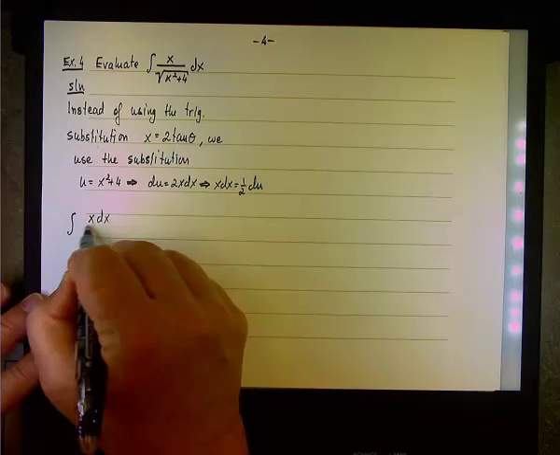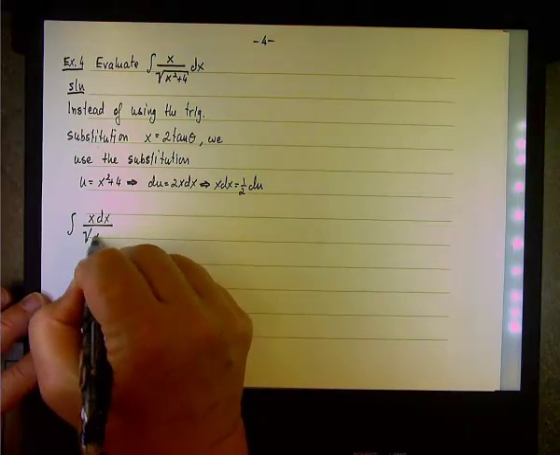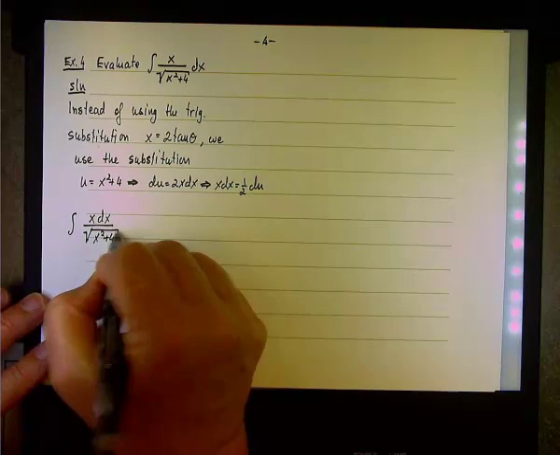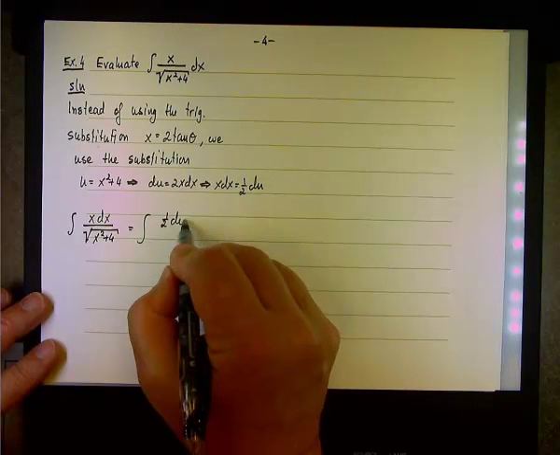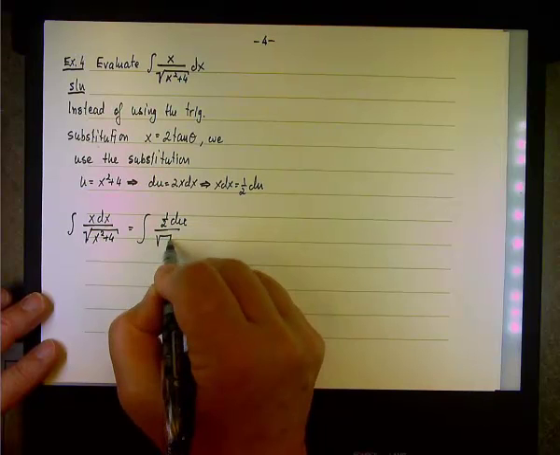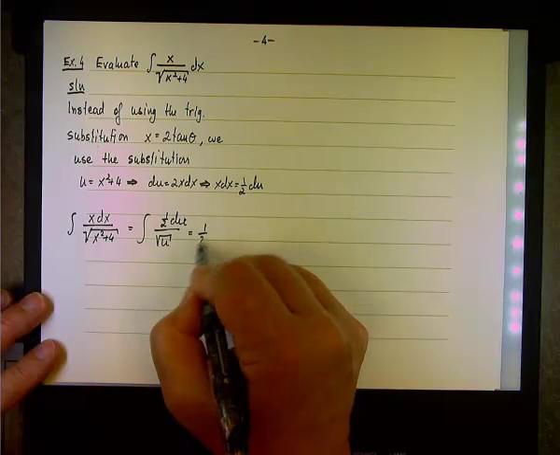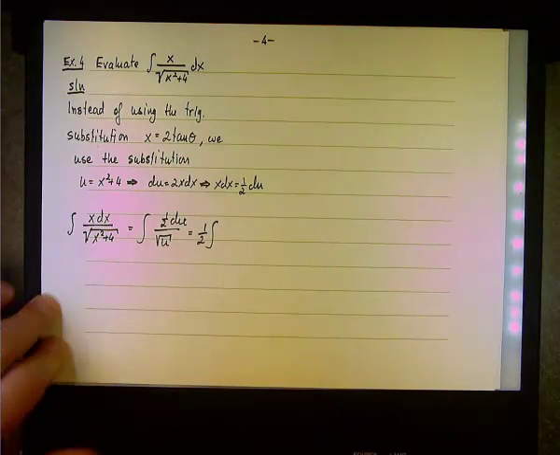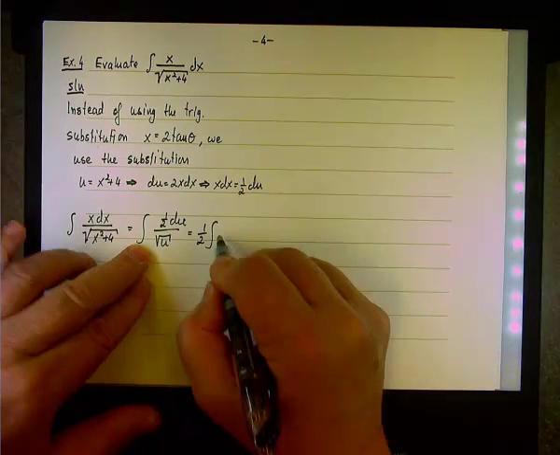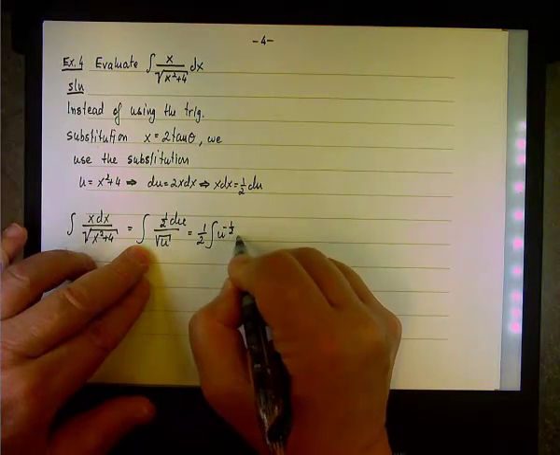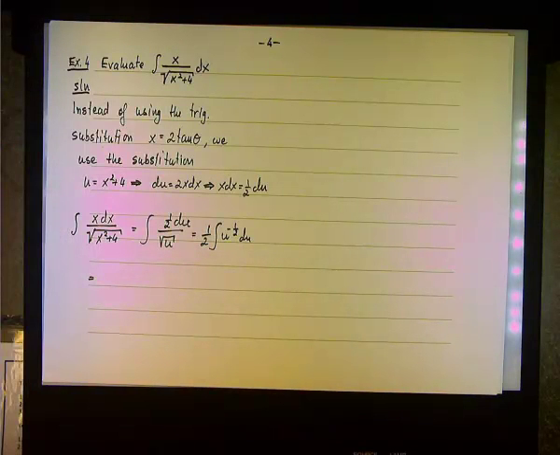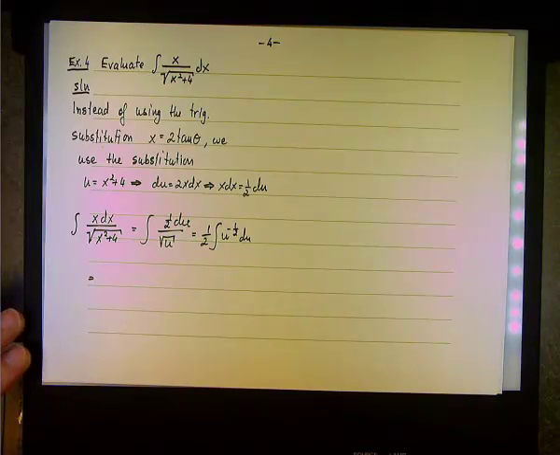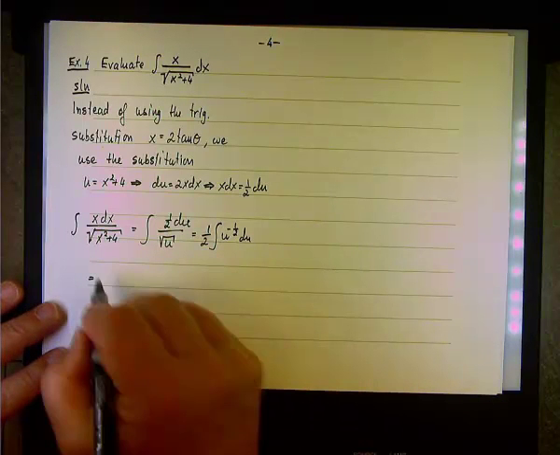The integral of x dx over the square root of x squared plus 4 will be now the integral of 1/2 du over the square root of u. And of course it will be 1/2. Square root is u to the 1/2, so we look at u to the negative 1/2 du, and the antiderivative of u to the negative 1/2 is 2 times u to the 1/2, right? We divide by 1/2, so it will multiply.